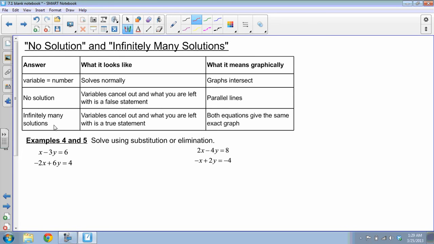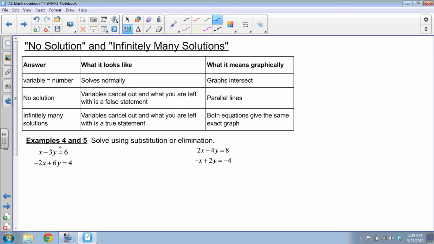Infinitely many solutions is to say that there's a whole lot of different solutions, like 2, 4 could be a solution, but then there could be a whole bunch of other solutions as well. That's what that term means. So that looks like the variables cancel out, and what you're left with is a true statement. And then graphically, that gives you two equations that graph the same graph. So with lines, that means they're the exact same line. So example 4 and 5, we're going to solve using substitution or elimination, and we're going to see what actually happens with no solution and infinitely many solutions.